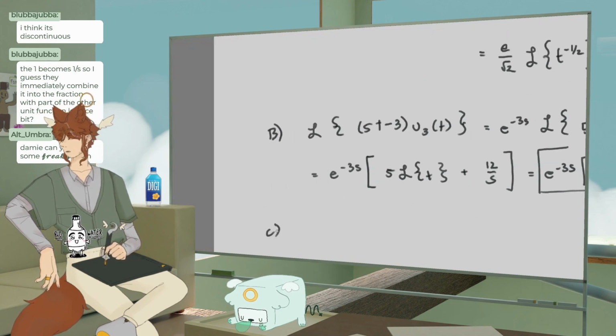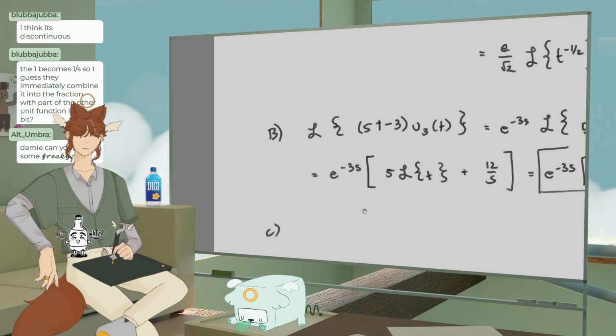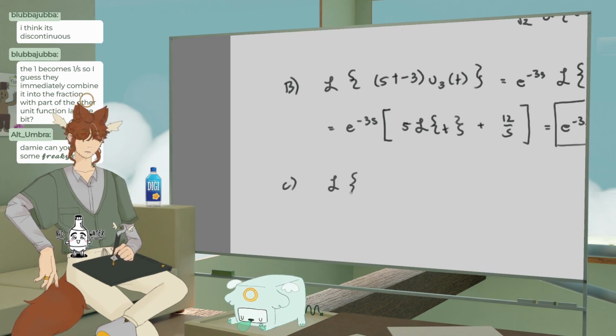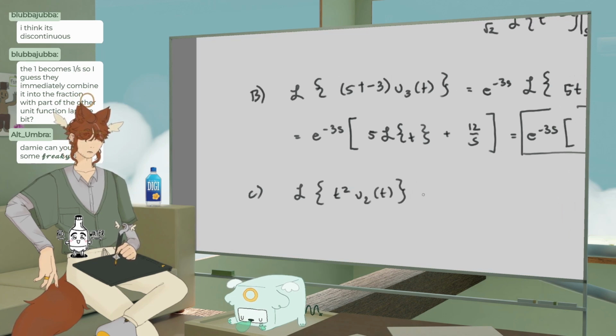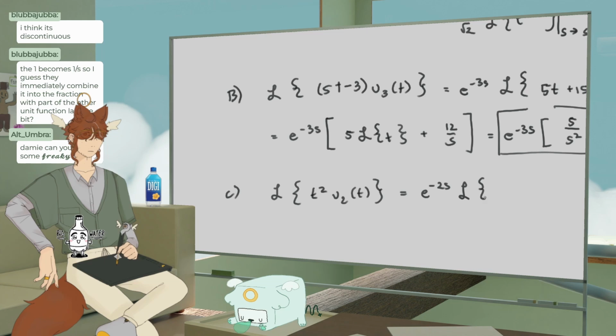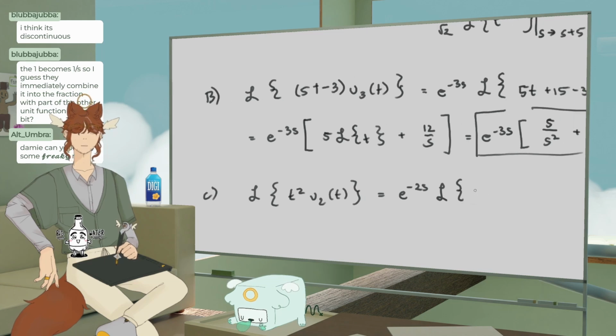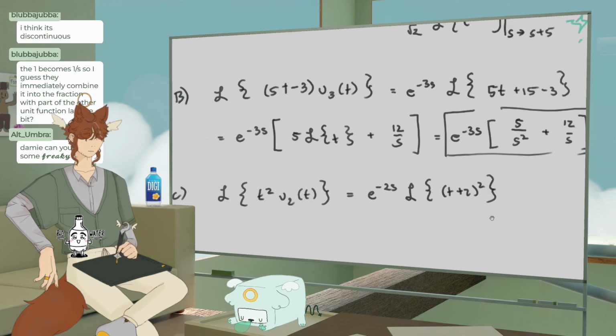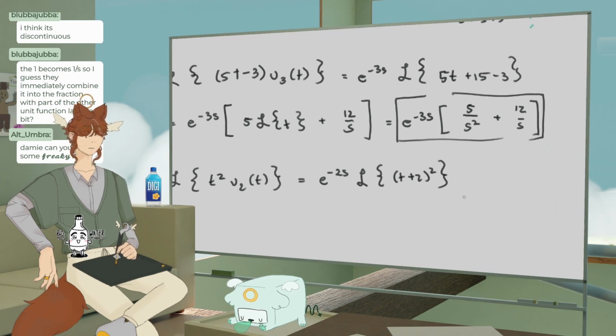Alright. Now we have t squared. Okay, this one's fine. u2 of t. Alright. The Laplace of t squared times u2 of t. Okay, so that's going to equal, we pull out the unit step, so it's going to be e to the negative 2s, and times the Laplace of t, and we're going to add 2, so t plus 2 squared.